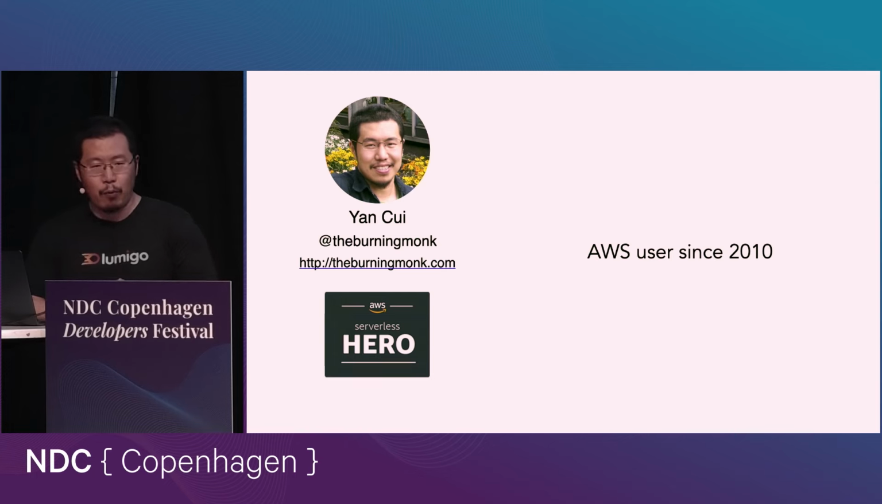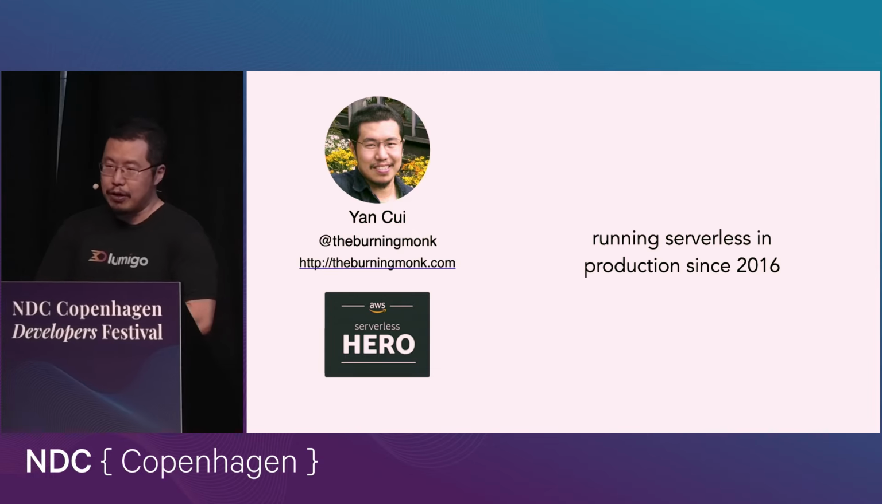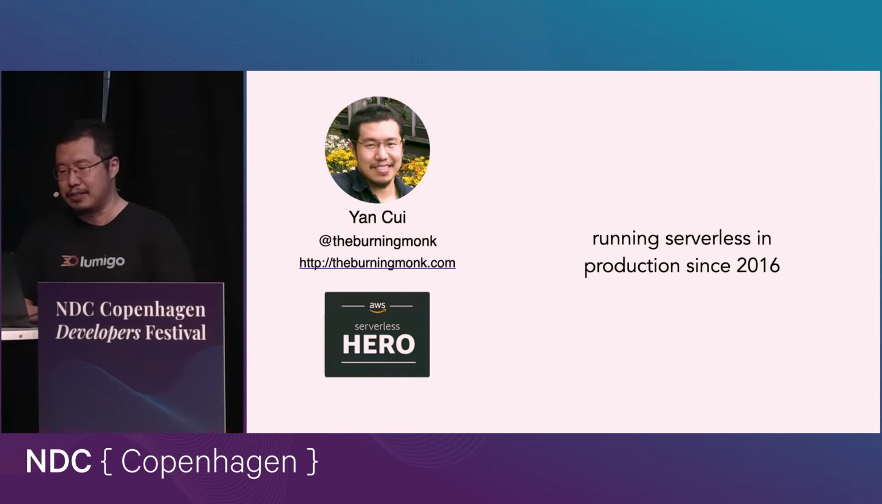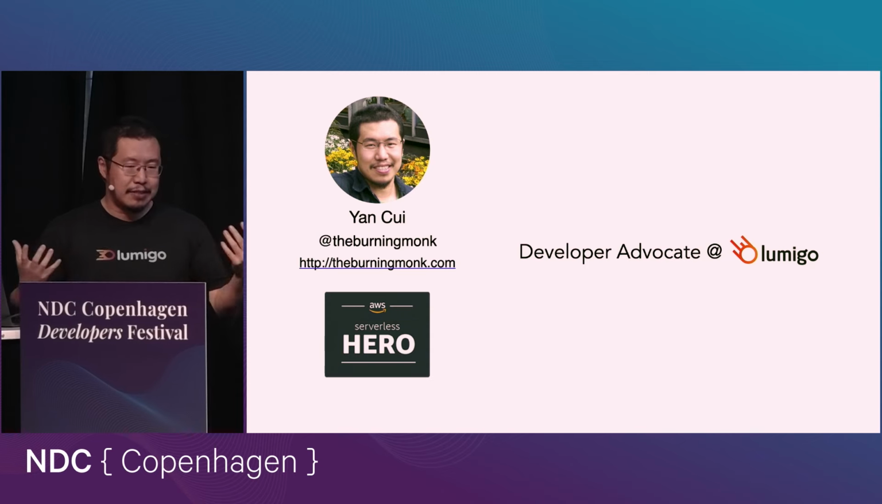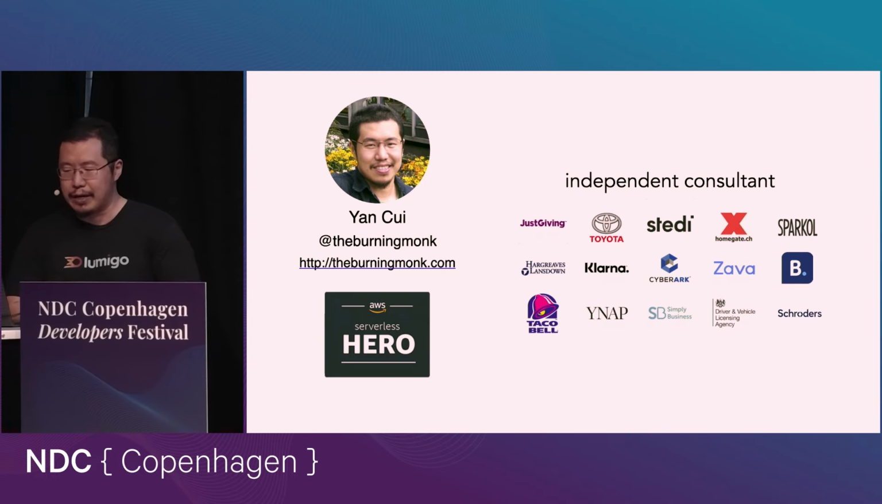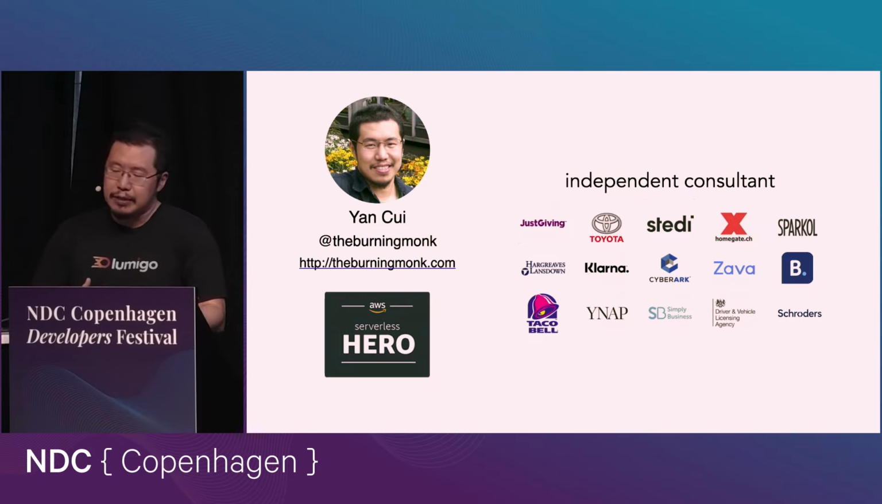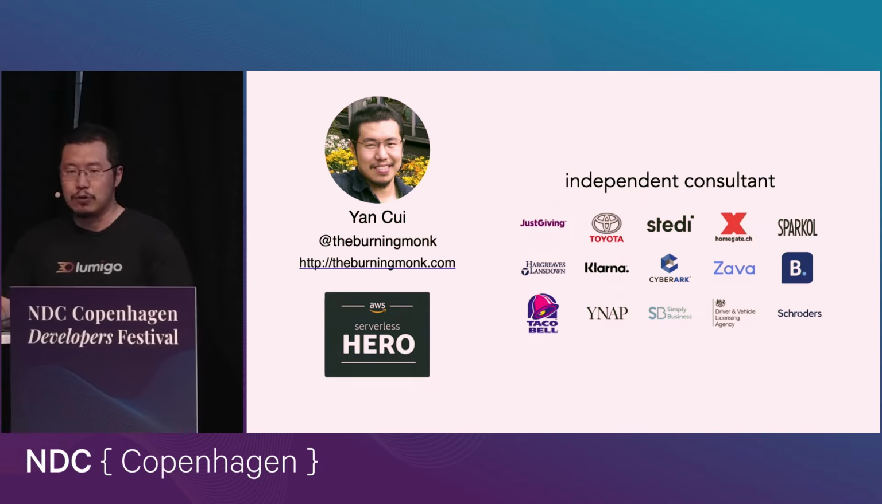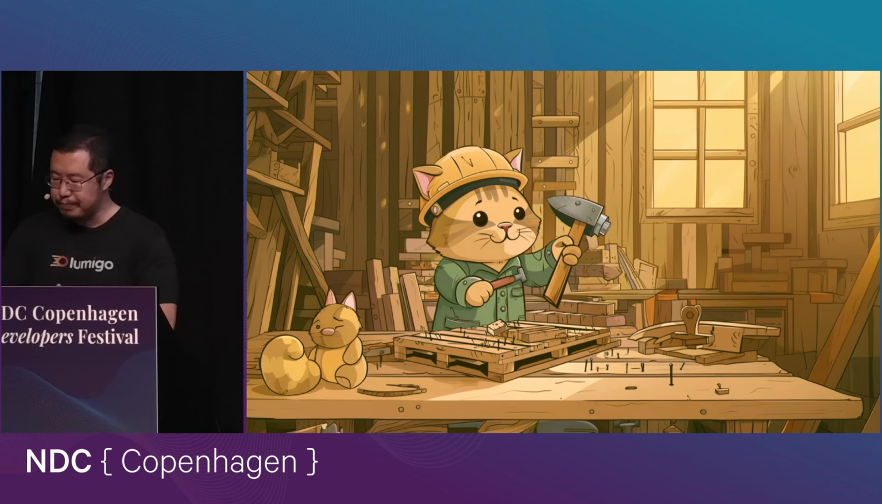So my name is Yan. I've been building stuff on AWS since 2010, and I've pretty much focused around the serverless space since 2016. Nowadays, I help the Lumigo team with things like this, speaking at conferences, but I work as an independent consultant where I help other companies. And sometimes that means training, sometimes it means helping a customer to launch an MVP and build whatever it needs to be built for that.